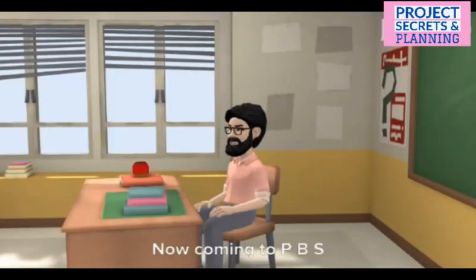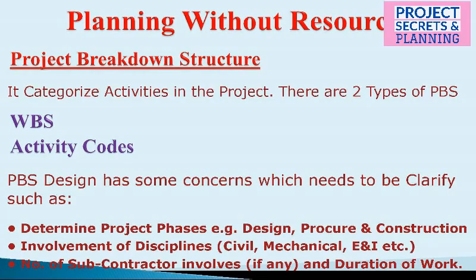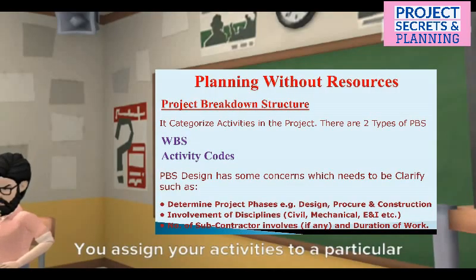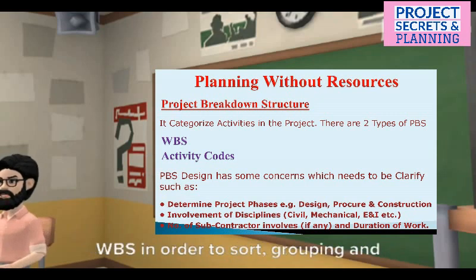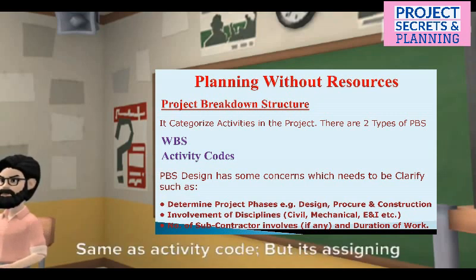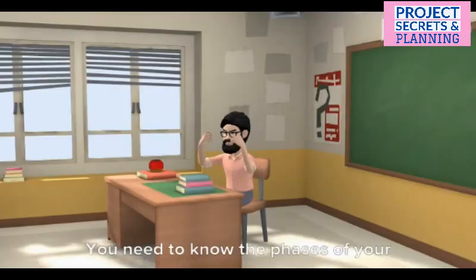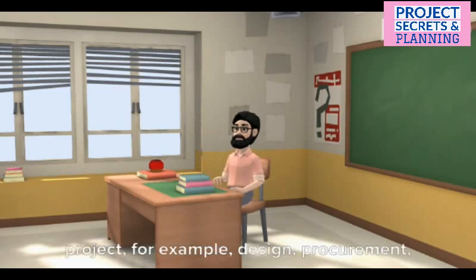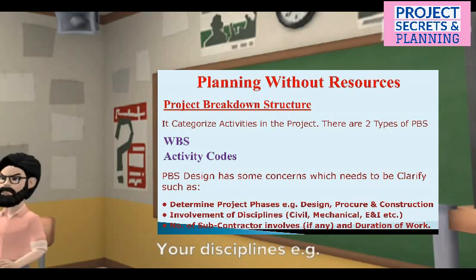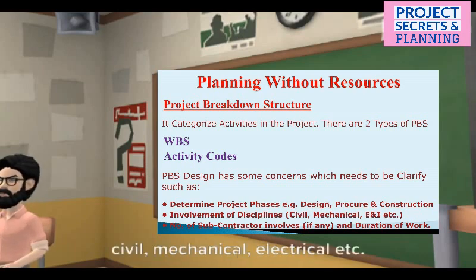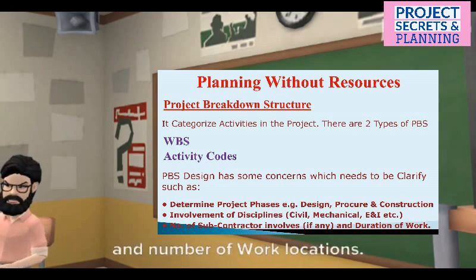Good. Now coming to PBS. PBS actually classifies the activities. It has two types: WBS and activity code. You assign your activities to a particular WBS in order to sort, group, and summarize your data. Same as activity code, but its assigning method is different. You need to know the phases of your project, for example, design, procurement, construction, etc. Your disciplines, for example, civil, mechanical, electrical, etc., and number of work locations.